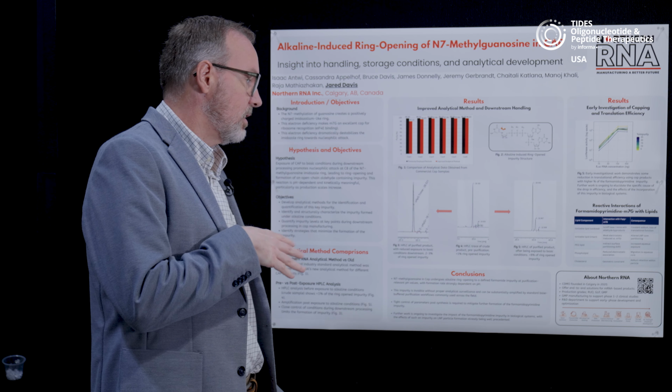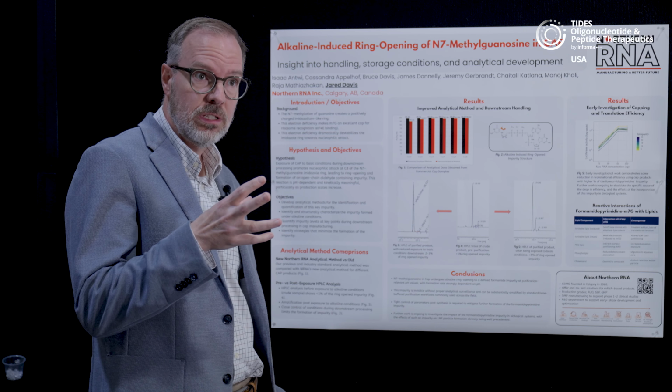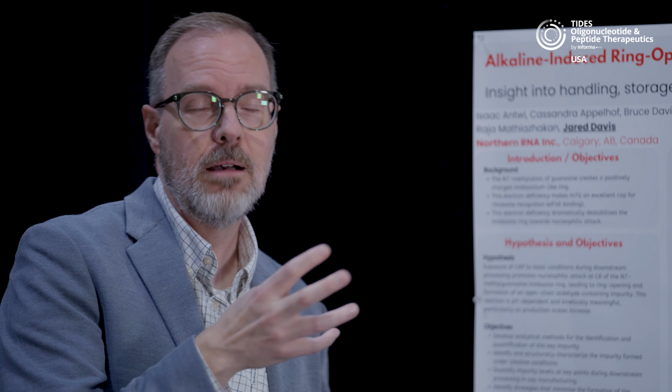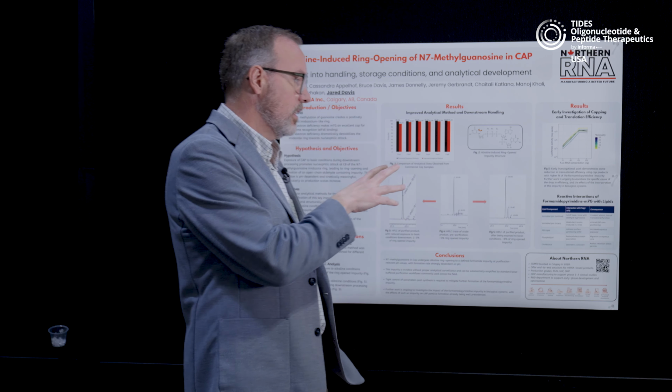So the impurity itself occurs in slightly basic or alkaline conditions. And so we control the processes to make sure that we don't have any alkaline conditions in our reactions and in our purification, and we're testing for it at the end to make sure that we stay below 1 or 2% of the impurity. And again, just to make sure that we have tight control.